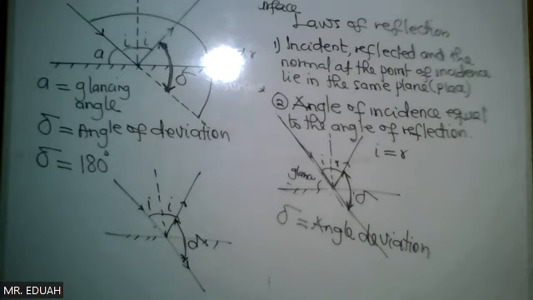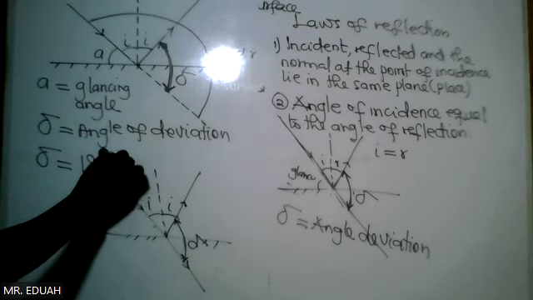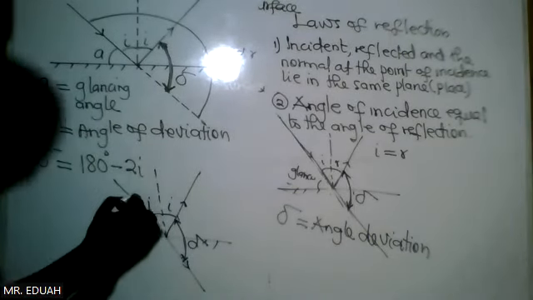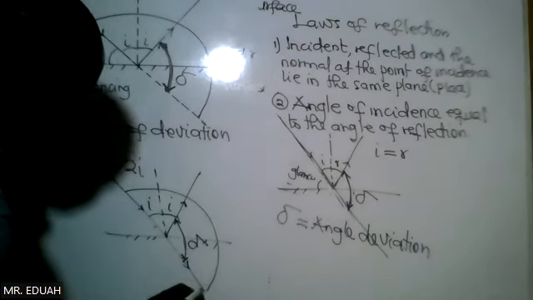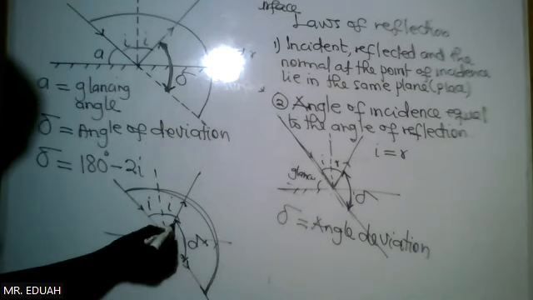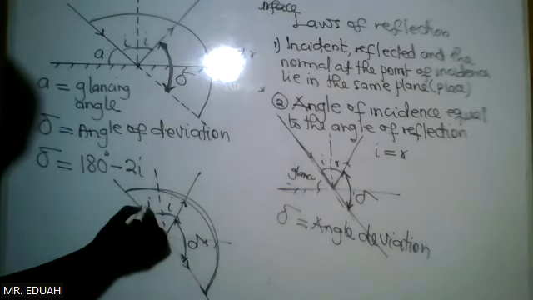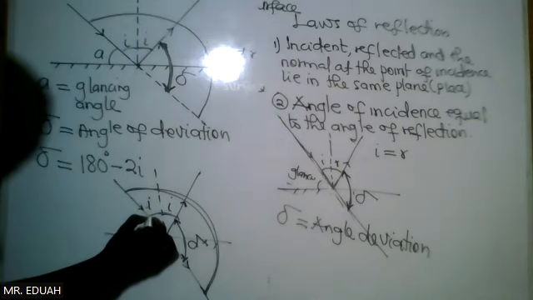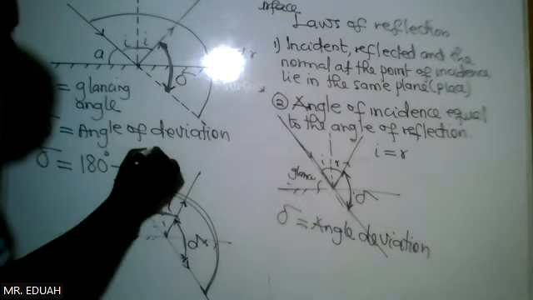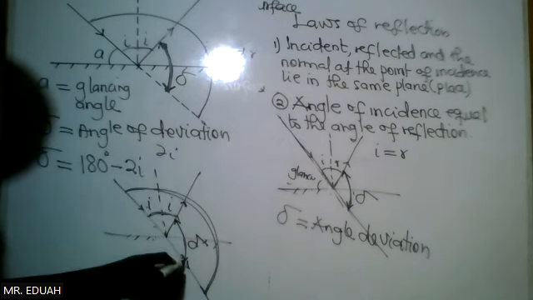I think the angle of deviation will be 180 minus the 2 I's over there. Exactly, because this is 180. So if this is I, then the angle between the incident ray and the reflected ray, the angle of incidence and angle of reflection, will total 2I. So when I subtract 2I from 180, I have this.